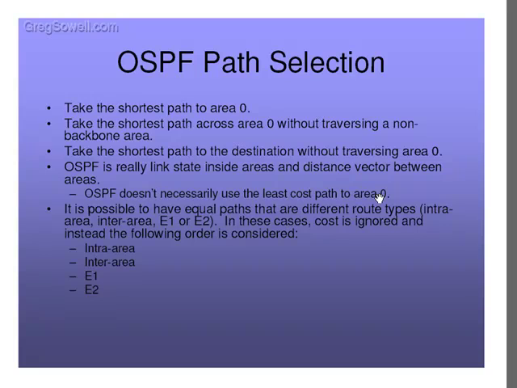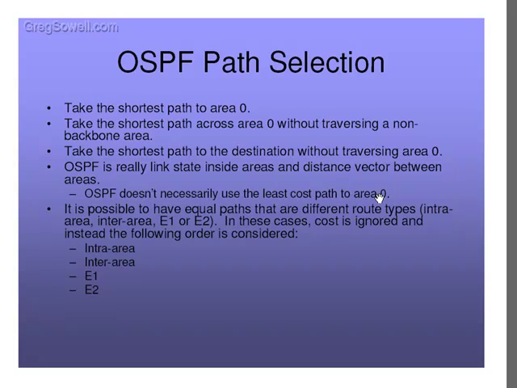OSPF is really a link state inside the areas and distance vector between areas, and I'll talk about that in just a minute. You keep the full link state database within an area, but say I'm on the backbone, area 0, the hub of a wheel, and I've got several spokes going all the way around. I don't have a complete picture of what those other areas around me look like, so I'm really just kind of doing hop count to figure out which route to use. I'm just using hop count to get to those other areas.